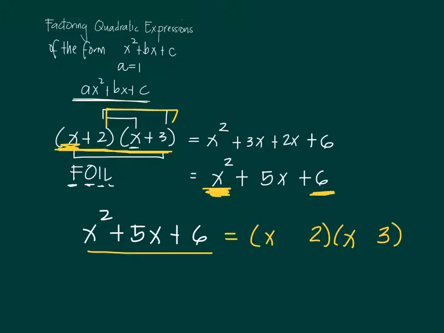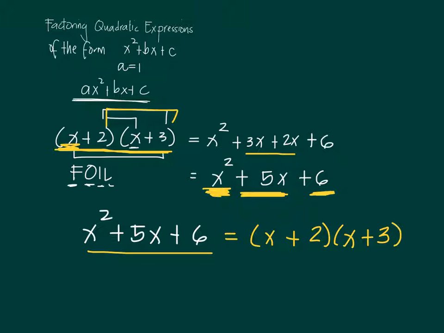But since 6 is a positive number, there are two possible cases that you can have. It's either the 2 and 3 are both positive or 2 and 3 are both negative. But how do we know? The sum, the 5x, must be a positive number. In order for this to be positive, the 3x and 2x, those outer and inner products, should be positive. And we have to force the 2 and 3 to be positive. So that's how you go back.